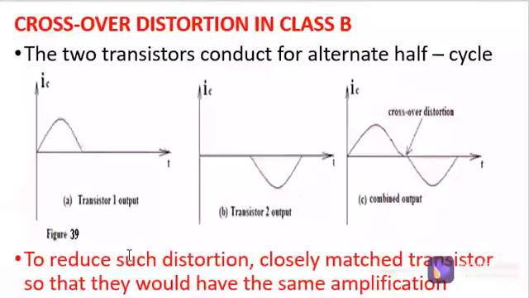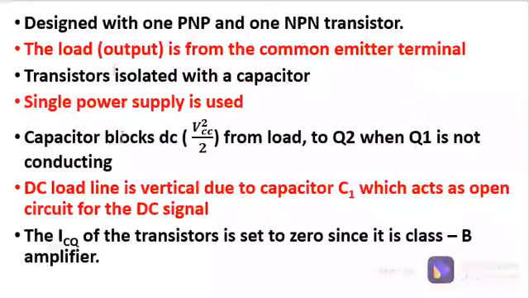If we want to reduce this problem of crossover distortion, we have to make sure that the two transistors that we use, they are closely matched. That is, their properties are very much close to one another, and the amplification of each one of them is the same to the other. So if we do that, the problem of crossover distortion will be greatly minimized. And as we have already mentioned, the class B amplifier, it is made using two transistors. One is PNP and the other one is NPN transistor.